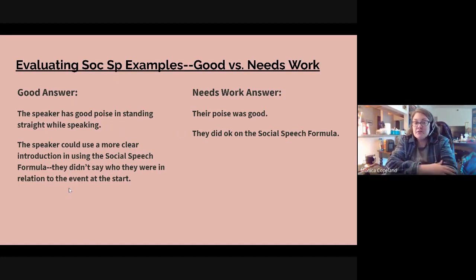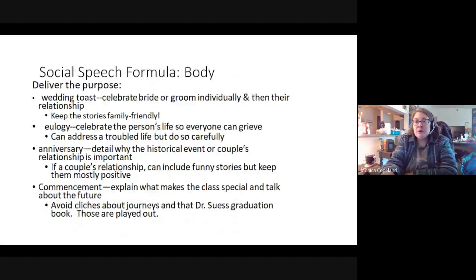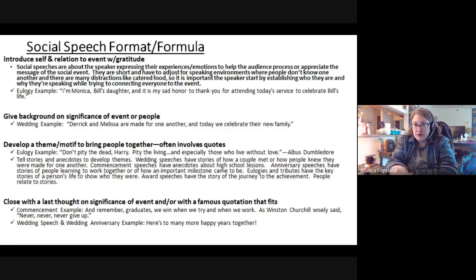Okay, next you comment on social speech formula. Here, a good answer: the speaker could use a more clear introduction in using the social speech formula. They didn't say who they were in relation to the event at the start. On the other hand, a not so great answer: they did okay on the social speech formula. Hopefully you're seeing there's a pattern here. The not great answers just lack detail. That's the only difference. And if you're not remembering the formula, it's on this first slide here.